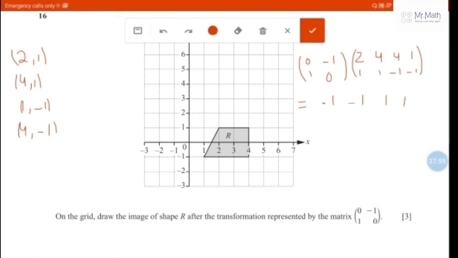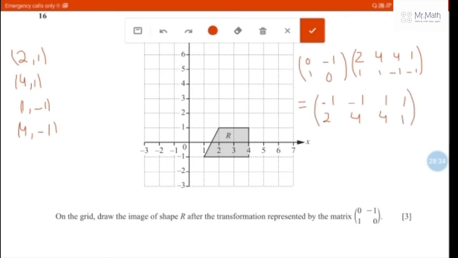So I'm done with the first row, so I'm going to the second row. I have 1 times 2 is 2, and 0 times 1 is 0, so the answer is 2. I multiplied here the second row by the first column. Now I will multiply the second row by the second column, so I will get 1 times 4 is 4, and 0 times 1 is 0, so the answer is 4. And I will continue doing the same, so I will get again here 4 and here 1.